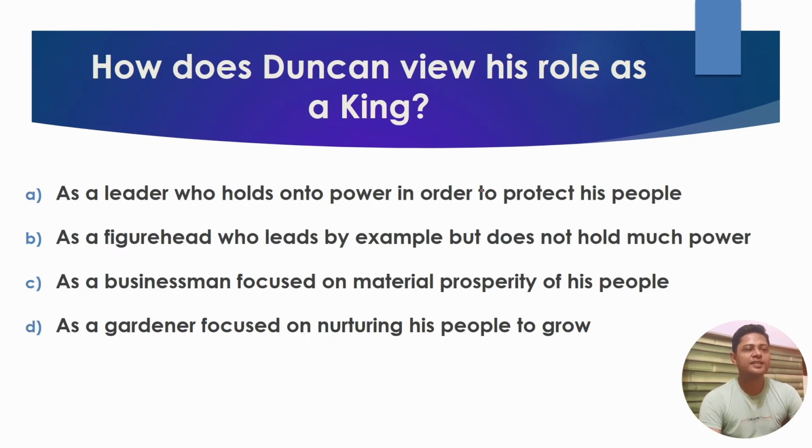Next question is, how does Duncan view his role as a king? As a leader who holds on to power in order to protect his people? No, this is not correct. As a figurehead who leads by example but does not hold much power? This is also not correct. As a businessman focused on material prosperity of his people? This is also not correct. The correct answer is as a gardener focused on nurturing his people to grow.